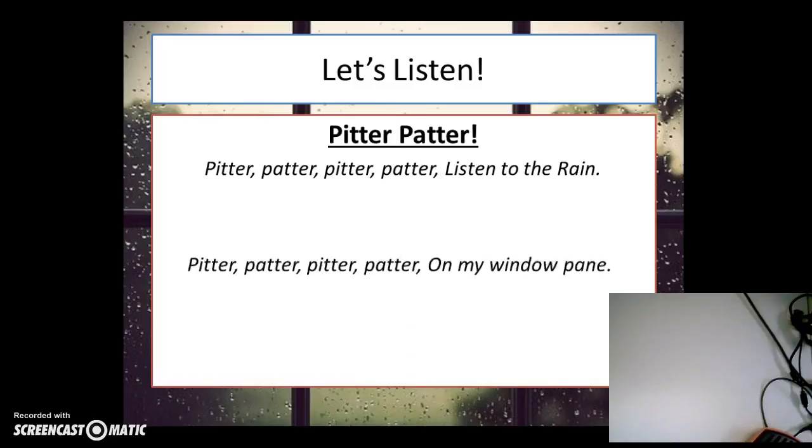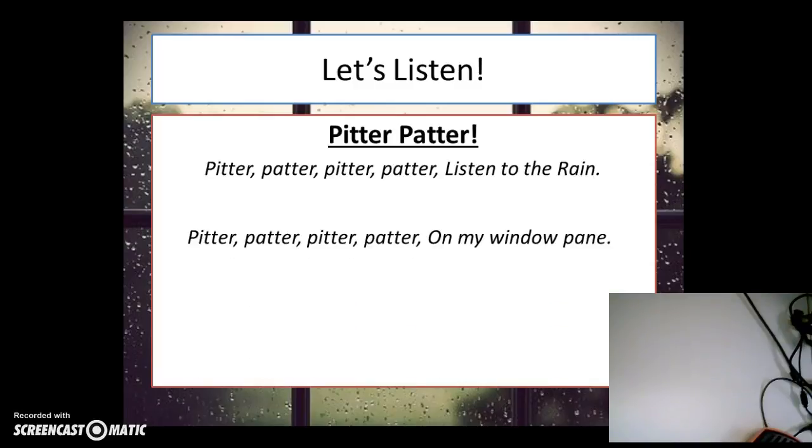The words say, pitter patter, listen to the rain. Pitter patter, on my window pane. This time, as I play it, follow the words.